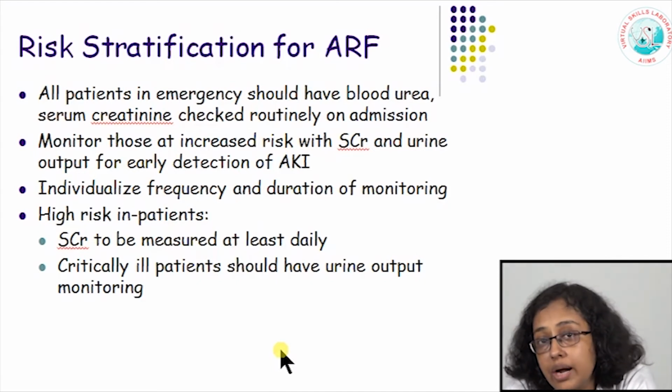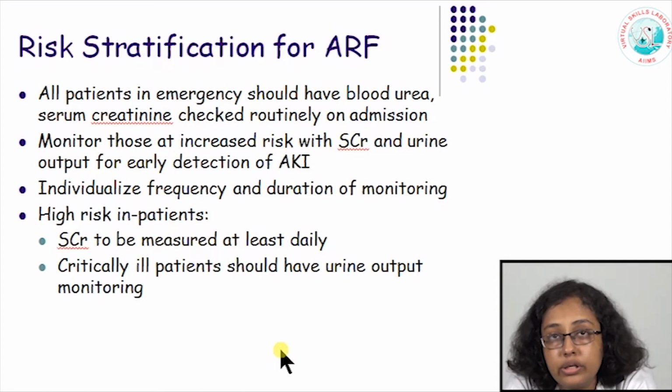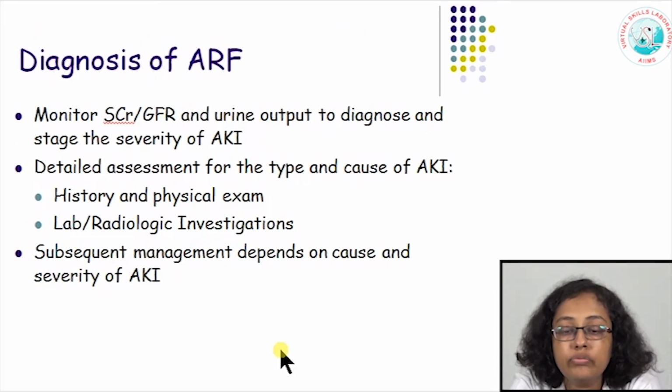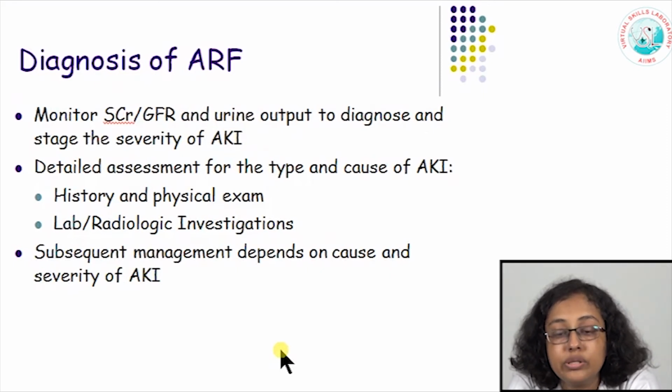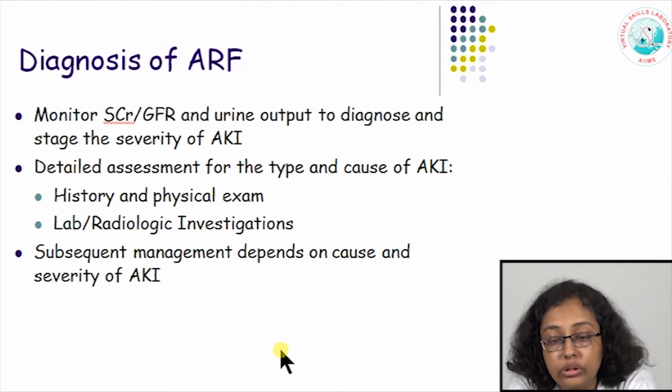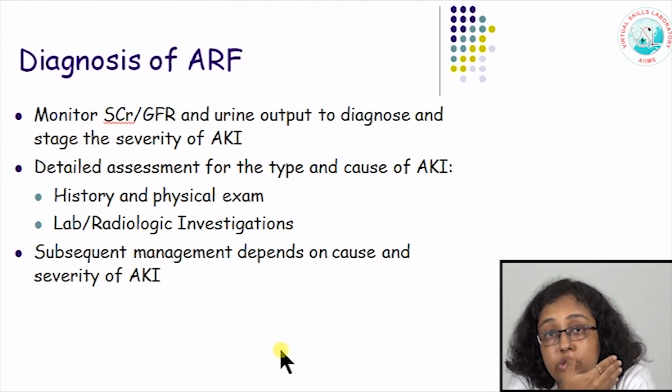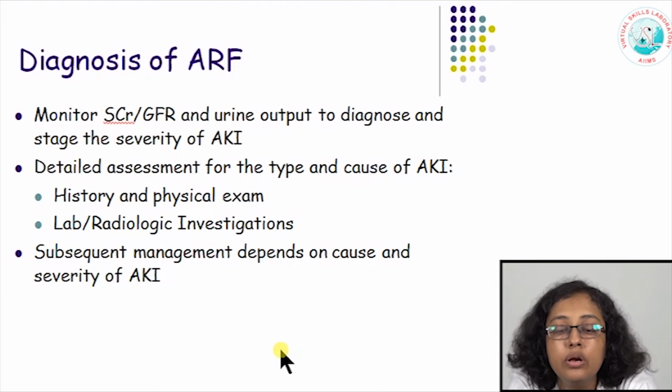And if a patient is at a high risk, then the serum creatinine should be measured daily initially, and all these critically ill patients should have urine output monitoring. Now, when we talk of diagnosis of acute renal failure, that is simple. You do a serum creatinine, you calculate an estimated GFR, and you monitor the urine output to stage the severity of acute kidney injury based upon the classifications, whether it is stage 1, stage 2, or stage 3.